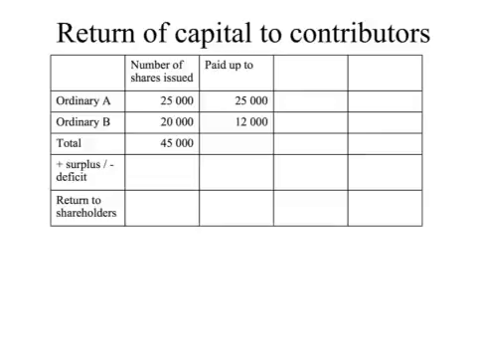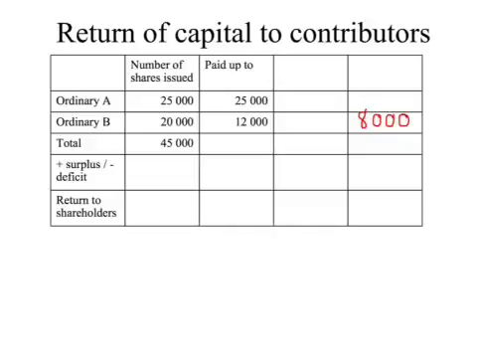Because the ordinary B shareholders's shares weren't called up to the full issue price of $1 a share, it means that there's a further $8,000 available should there be a deficit where the shareholders have to contribute to the deficit. So a further $8,000 that the liquidator can call up from those shareholders.